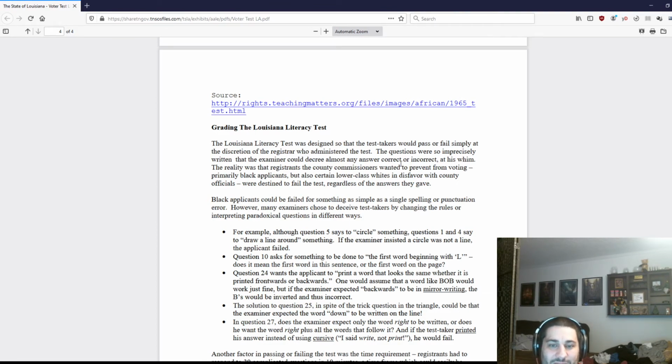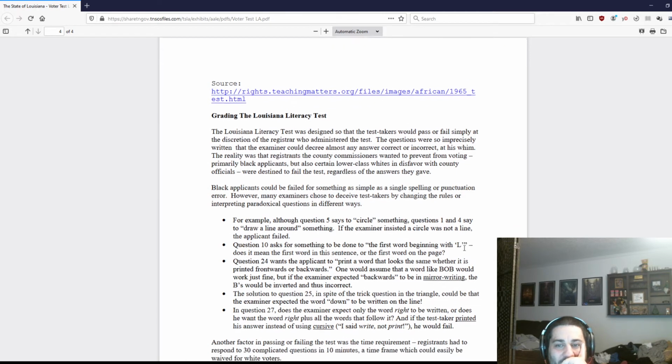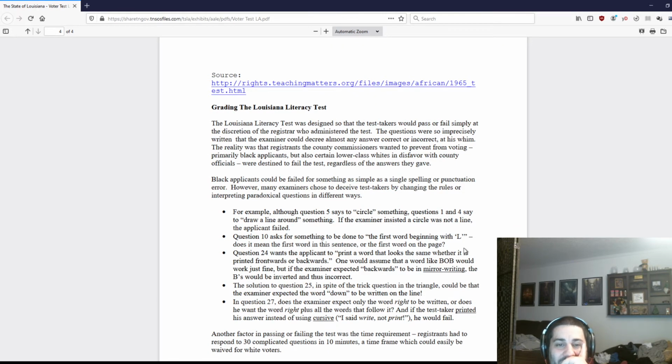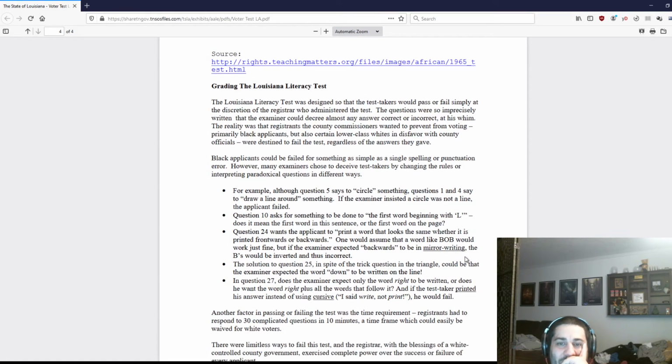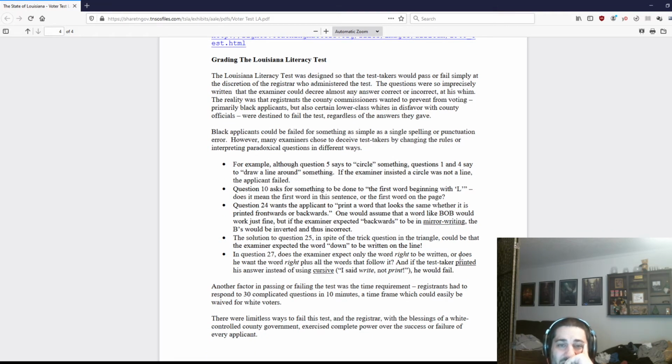Dude, you had 10 minutes to complete that, and if you got one wrong, you couldn't vote. Yeah, and I got two wrong or something, right? Or three, at least. For example, although question 5 says to circle something, questions 1 and 4 say to draw a line around something. If the examiner says to circle was not a line, the applicant failed. Good meme. Question 10 asks for the first word beginning with an L. Does it mean the first word in the sentence or the first word on the page? Yeah, that was a little ambiguous. I assumed it was within the context of the question, but I guess you could just tell me I'm wrong.